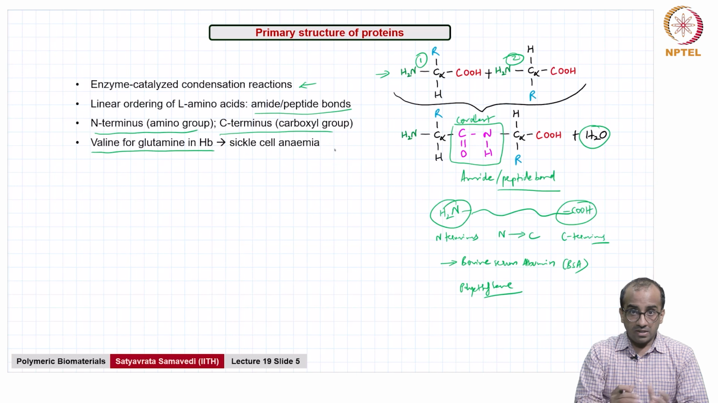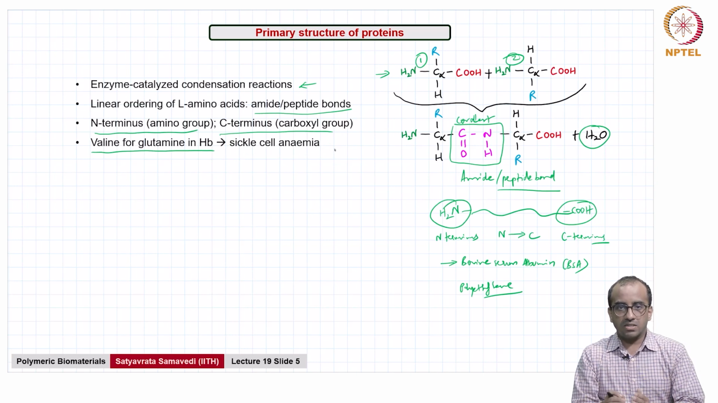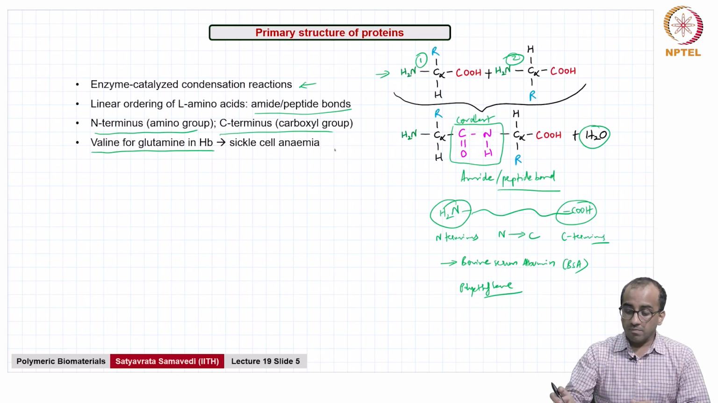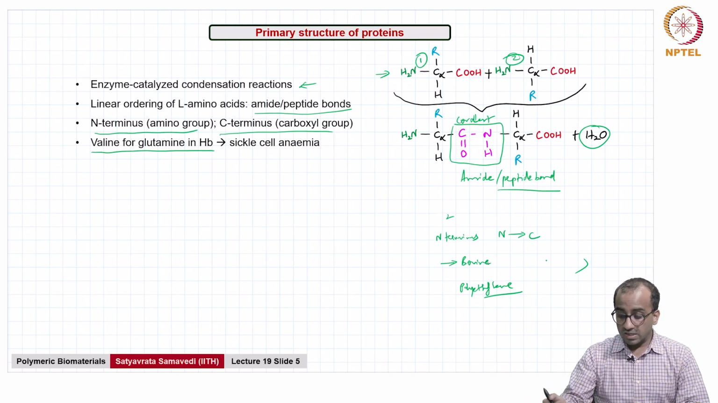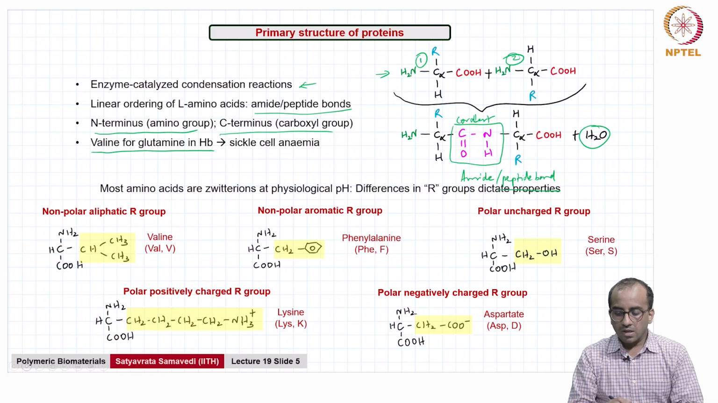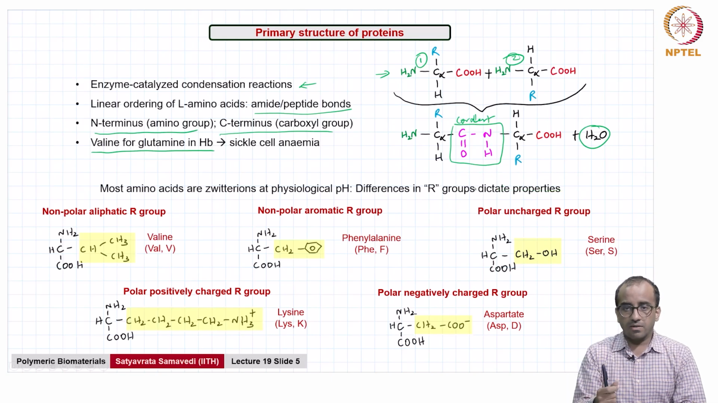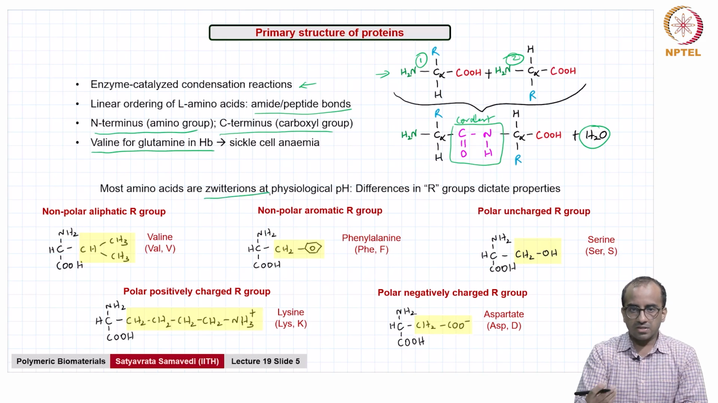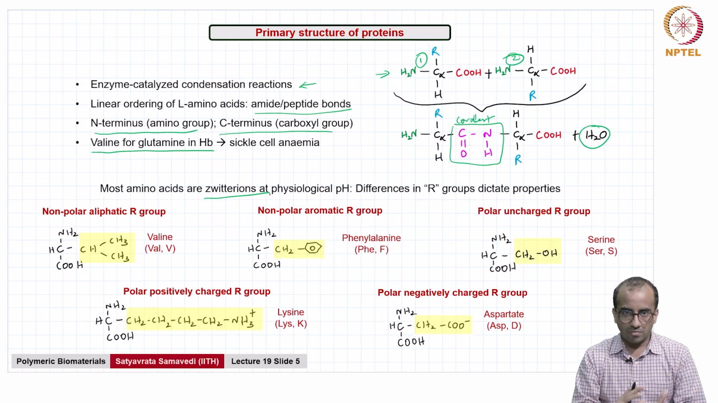Now, we have hinted earlier that the amino acids are distinguished by the R group. So, now would be a good time for us to look at different types of R groups that can possibly exist in amino acids and what their distinguishing features are. So, the first thing to note is almost all amino acids, most of them, are zwitterions at physiological pH, and zwitterions simply is a molecule where you have both positive and negative charge on the same system, but the overall net charge will be 0.